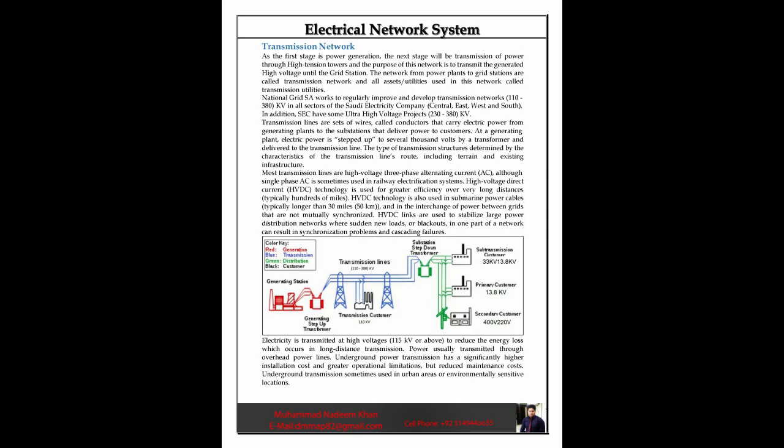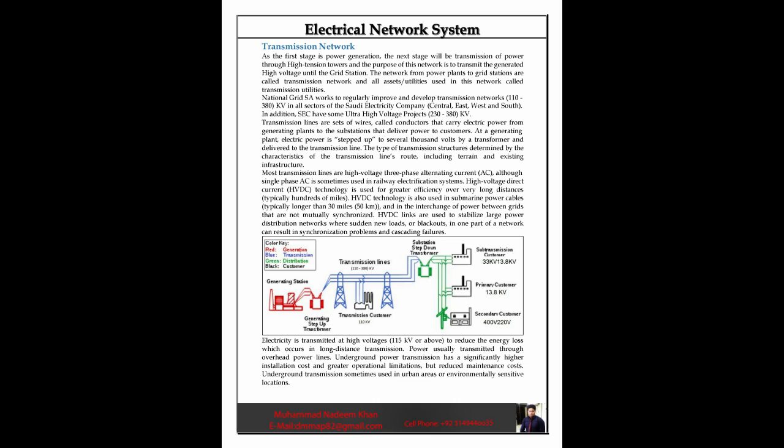Transmission network. As the first stage is power generation, the next stage will be transmission of power through high-tension towers, and the purpose of this network is to transmit the generated high voltage to the grid station. The network from power plants to grid stations is called the transmission network, and all assets and utilities used in this network are called transmission utilities. National Grid SA works to regularly improve and develop transmission networks.